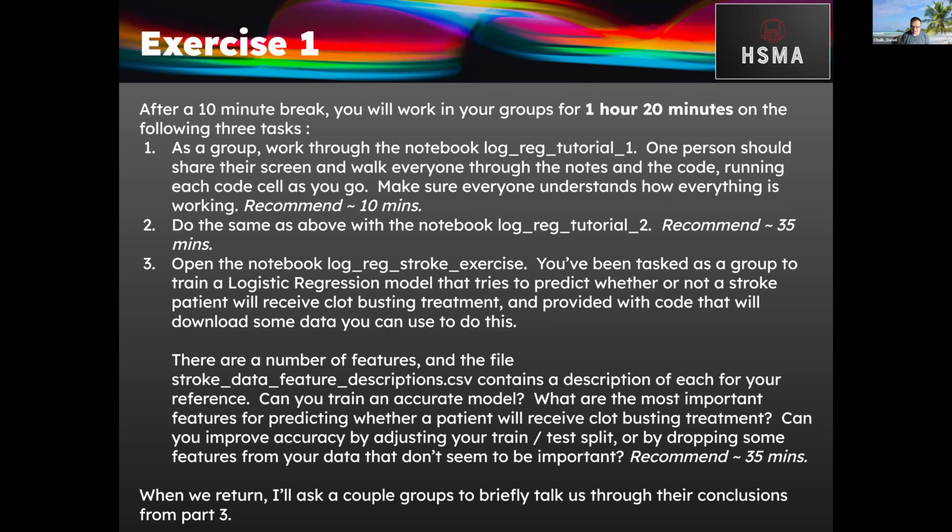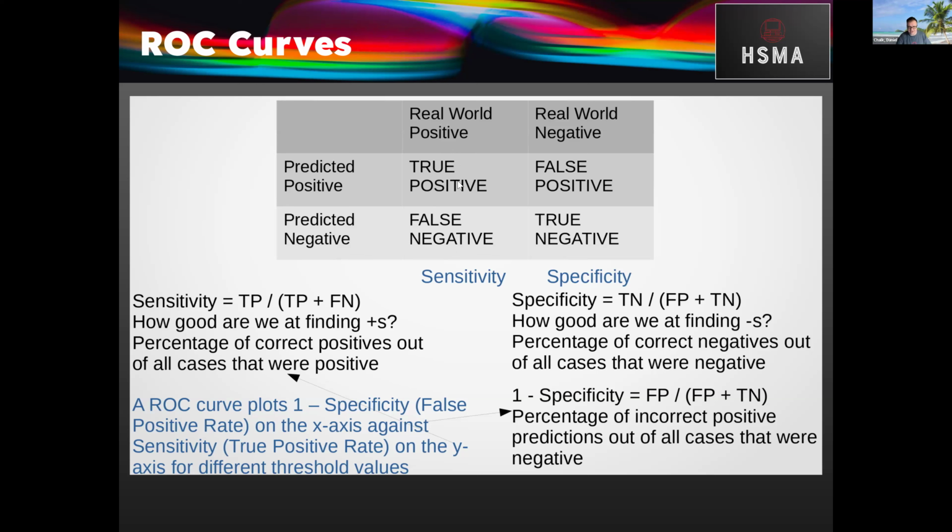And exactly the same is true for negative, just the other way around. So a true negative says it was negative in the real world and I guessed that correctly. Whereas a false negative says, I said it was negative and it wasn't, it was actually positive. So sensitivity is the number of true positives divided by the number of true positives plus false negatives. Okay, so in other words, it's this box here divided by that column. That's sensitivity. It's saying how good are we at finding the positives. It's the percentage of correct positives out of all cases that were actually positive.